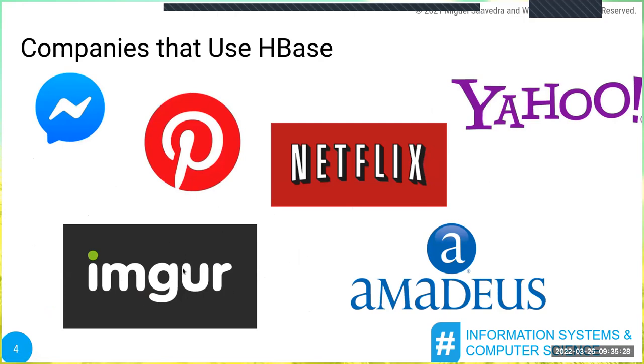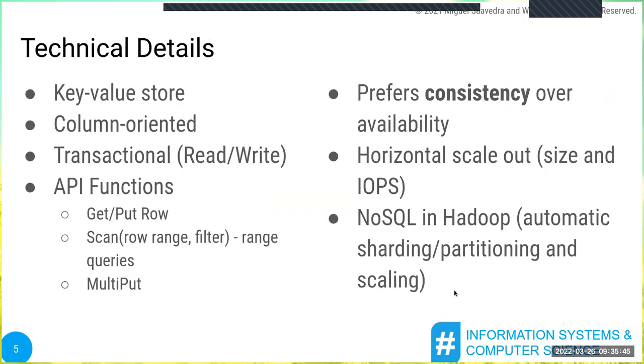So anything that has blobs that you give a link to, is perfect for HBase, right? It's not a traditional database with a lot of columns. It's just an ID that points to a large chunk of data. And we have Amadeus here as well. This is a flight booking provider, right?